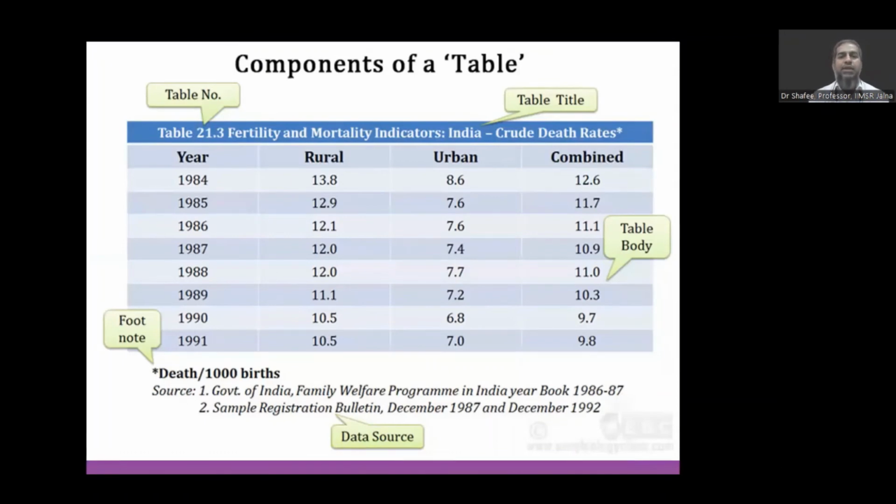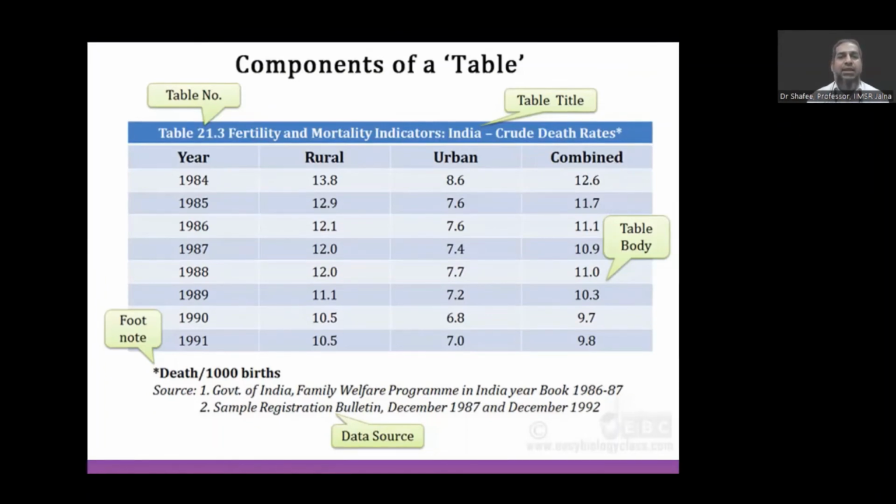So there are 5 major components of a table. Number 1, I told you that there should be a table number. Number 2, there should be a clear and concise title. Number 3, there should be the body of the table. Number 4, there should be a footnote, and last is the source of the data. So all these you need to prepare very clearly.